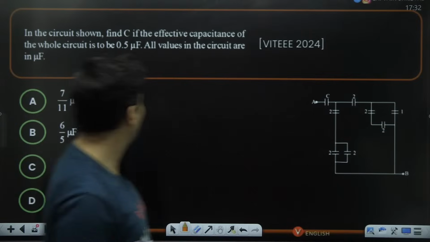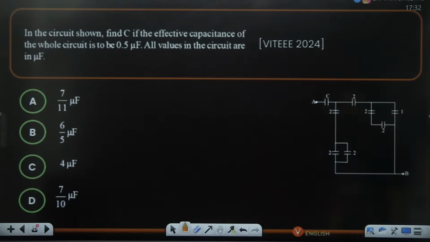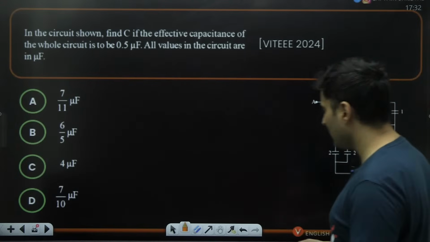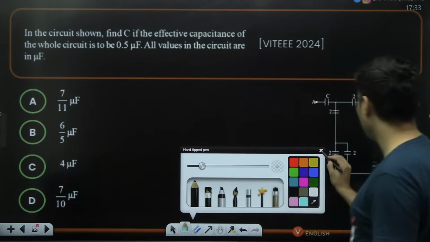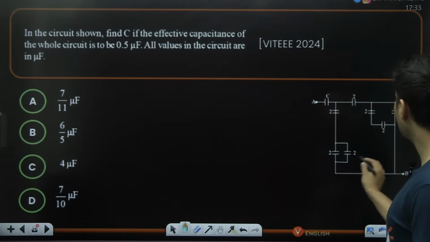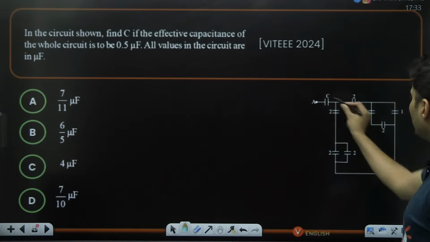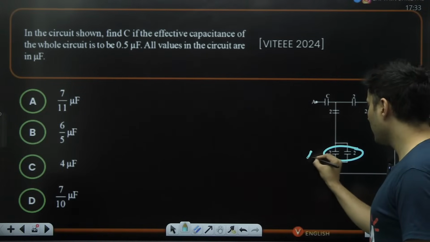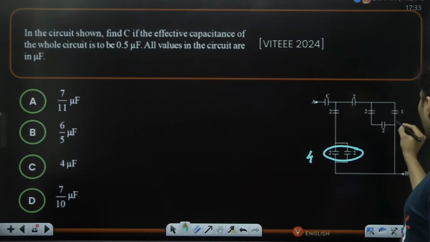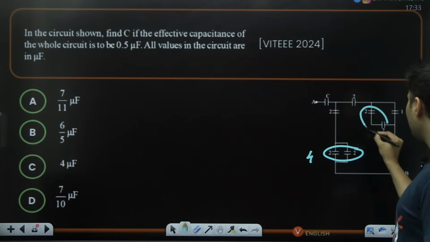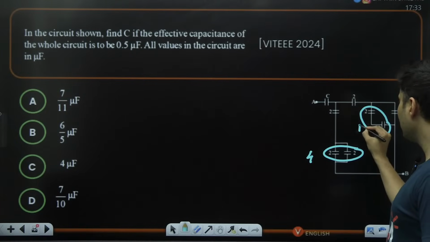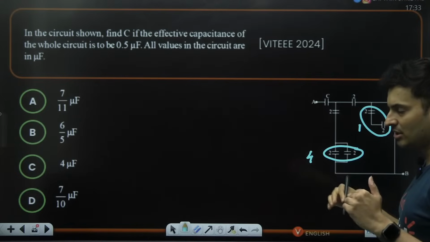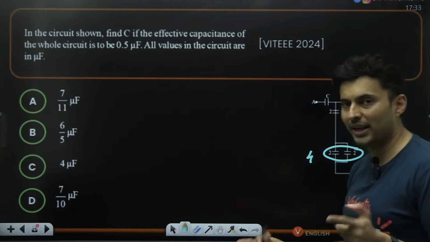The circuit shown below, find the capacitance if the effective capacitance of the whole circuit is 0.5. Okay, so let's see what all are in series, parallel, etc. We have to just find C. These two are in parallel, so this will become 4 microfarad. These two are in series, so they will become less, half of 2 will become 1.